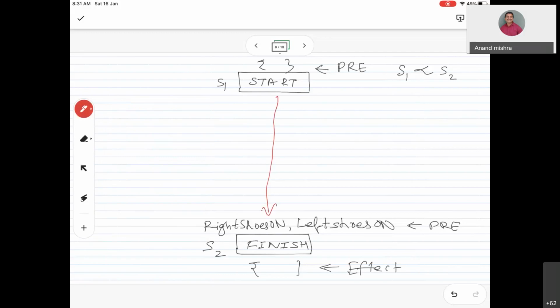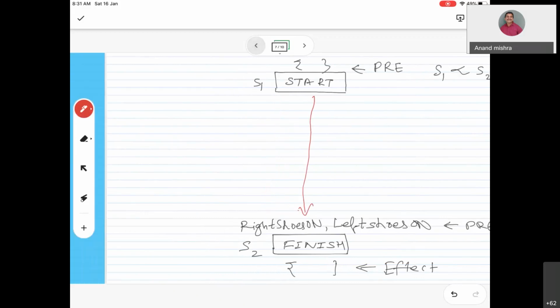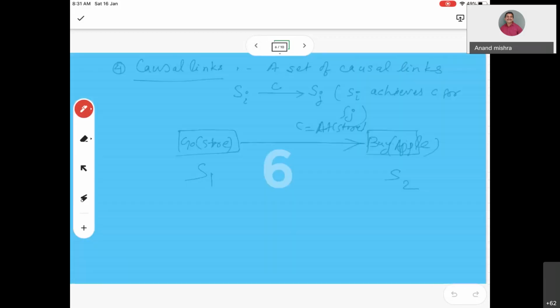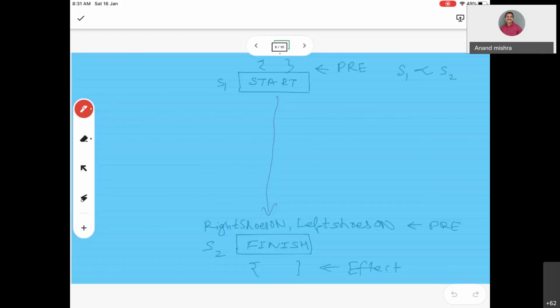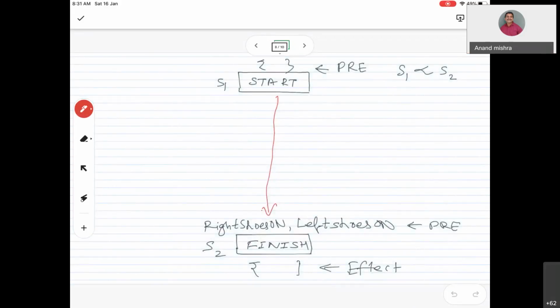This link, right? So this link is not correct. Why is that not correct? Because for a causal link, if you remember, let's go back to the causal link definition. So Si achieves C of Sj, right? So the precondition should be achieved. The precondition of S2 is right shoe on, right? That is not achieved by start. By start, that is not achieved. So there is no causal link between start and finish.